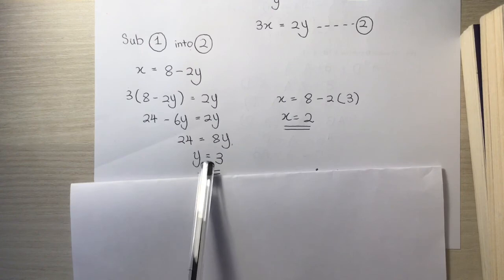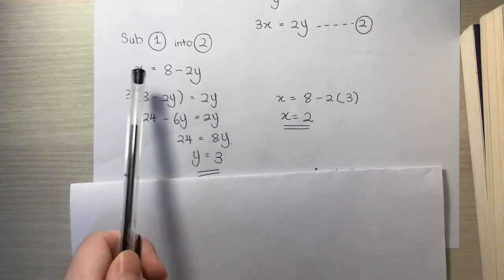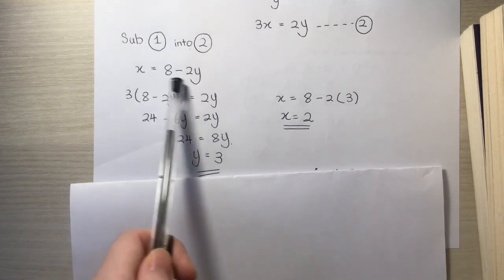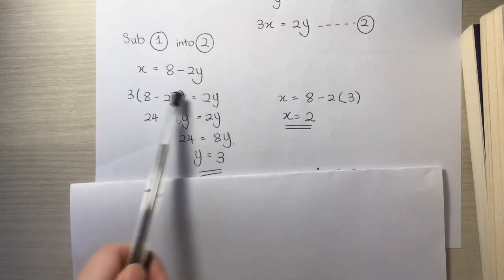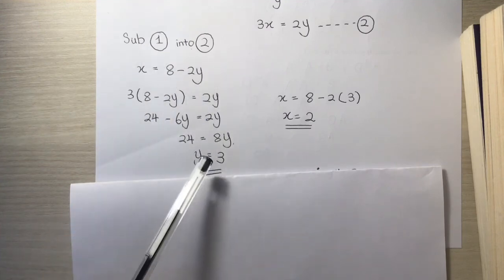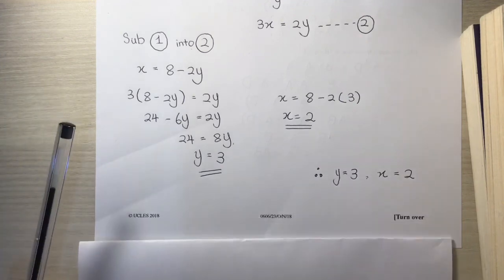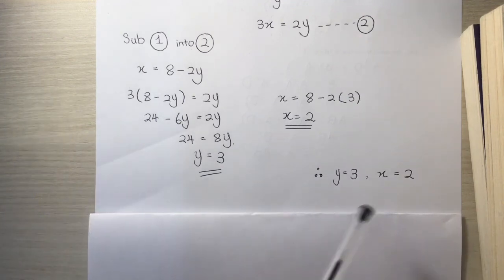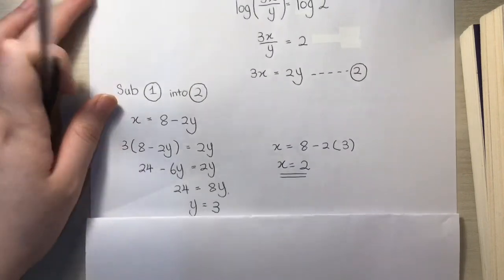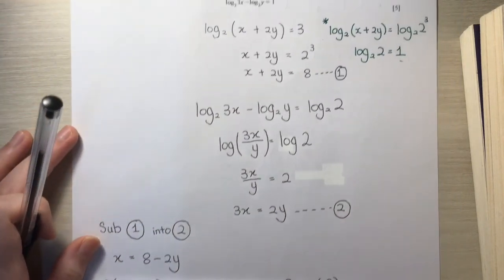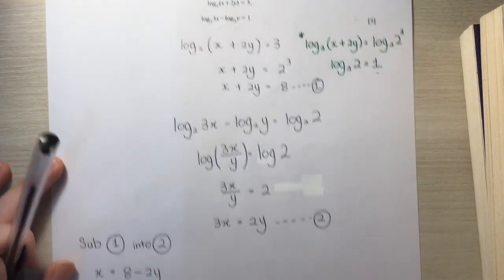And after you get the y, you'll be able to find x using equation 1 over here, which is the modified one. Just sub in the y that you find. And then you'll get your final answer. It's basically y equals 3, x equals 2. And this is how you solve your simultaneous equation.